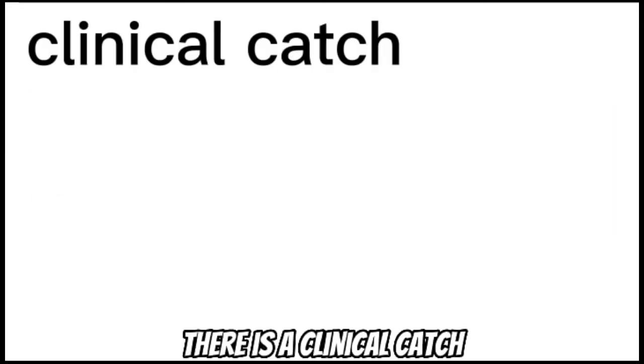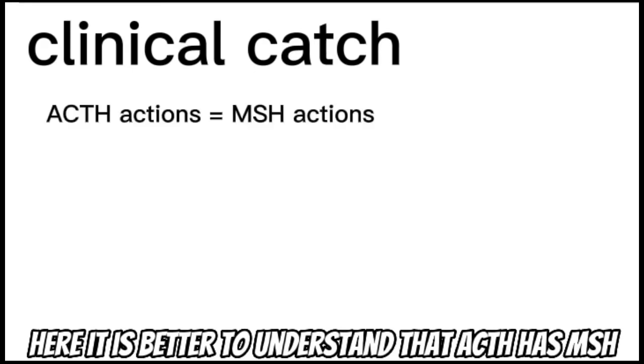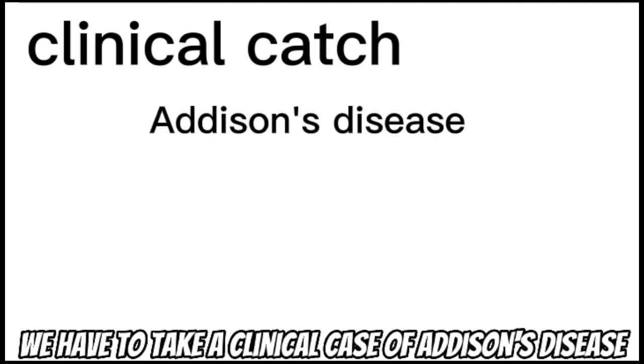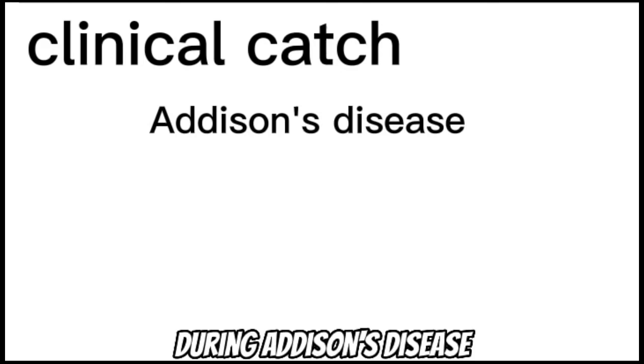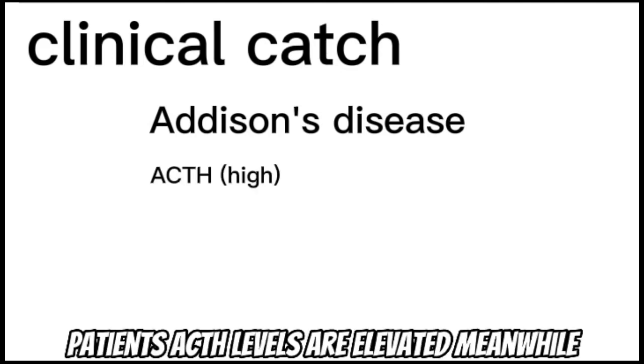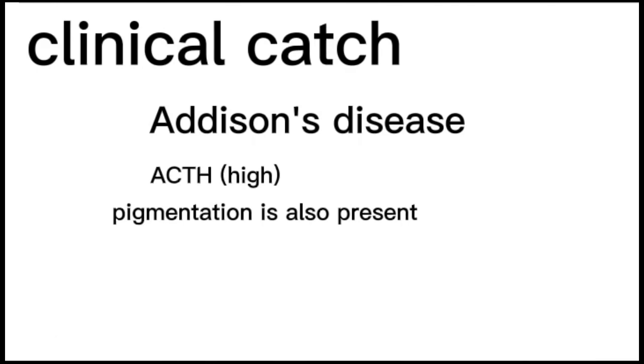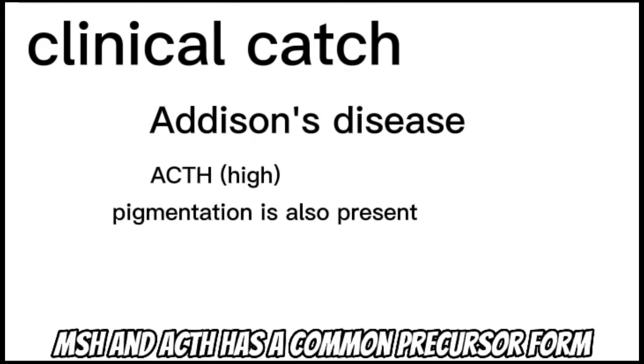Pay attention here. There is a clinical catch here. It is better to understand that ACTH has MSH-like activity. To prove this, we can take the clinical case of Addison's disease. During Addison's disease, patients' ACTH levels are elevated. Meanwhile, there is also pigmentation seen in the patient. This is due to the fact that MSH and ACTH have a common precursor known as POMC, or pro-opiomelanocortin.